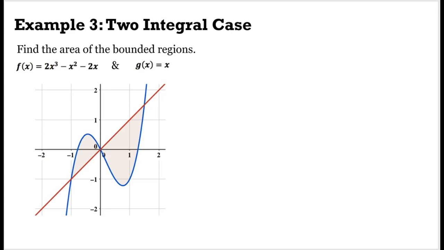Okay, so here's example 3. This is a two-integral case. The reason that we have a two-integral case here is because this region has a different top and bottom function from this region. Here we see that the cubic polynomial is on top and the line is on the bottom, where here we see the line is on top and the cubic polynomial is on the bottom.